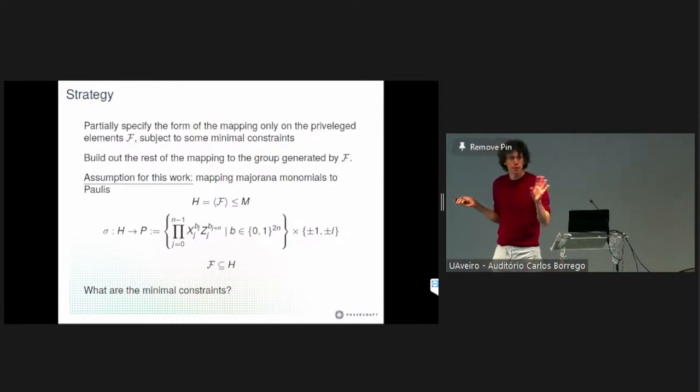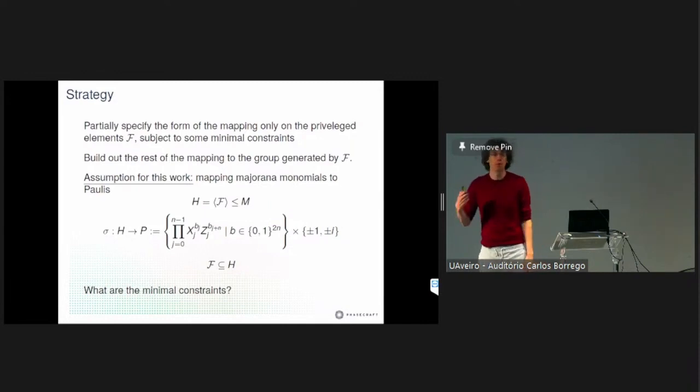A lot of this is going to look familiar to people who've been playing with this stuff, but I think it's worth getting into the really precise details of how this works, because I think there are some interesting insights to be had here. So the assumption for this work is that we're going to be mapping monomials to Paulis. These are generator-preserving mappings, as it were. So you're going from some subgroup into the Paulis, and everyone knows what the Pauli group is.